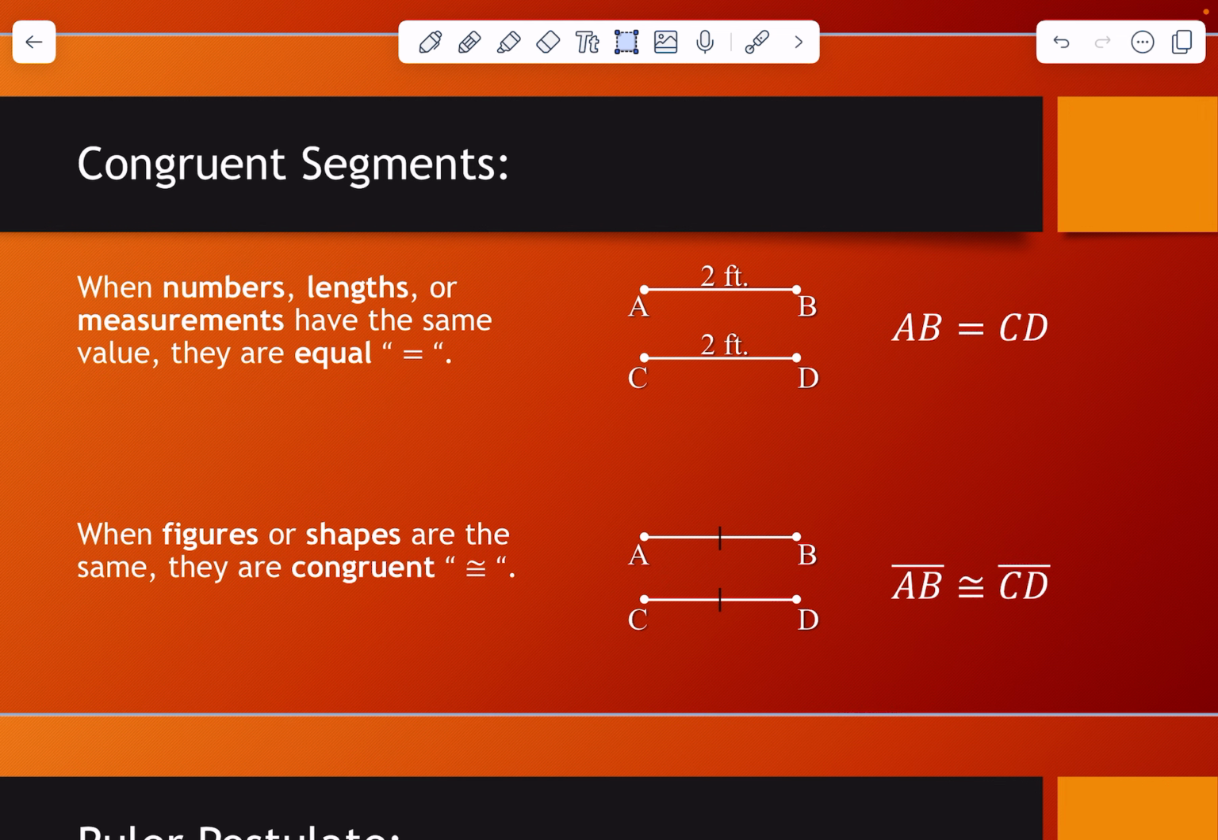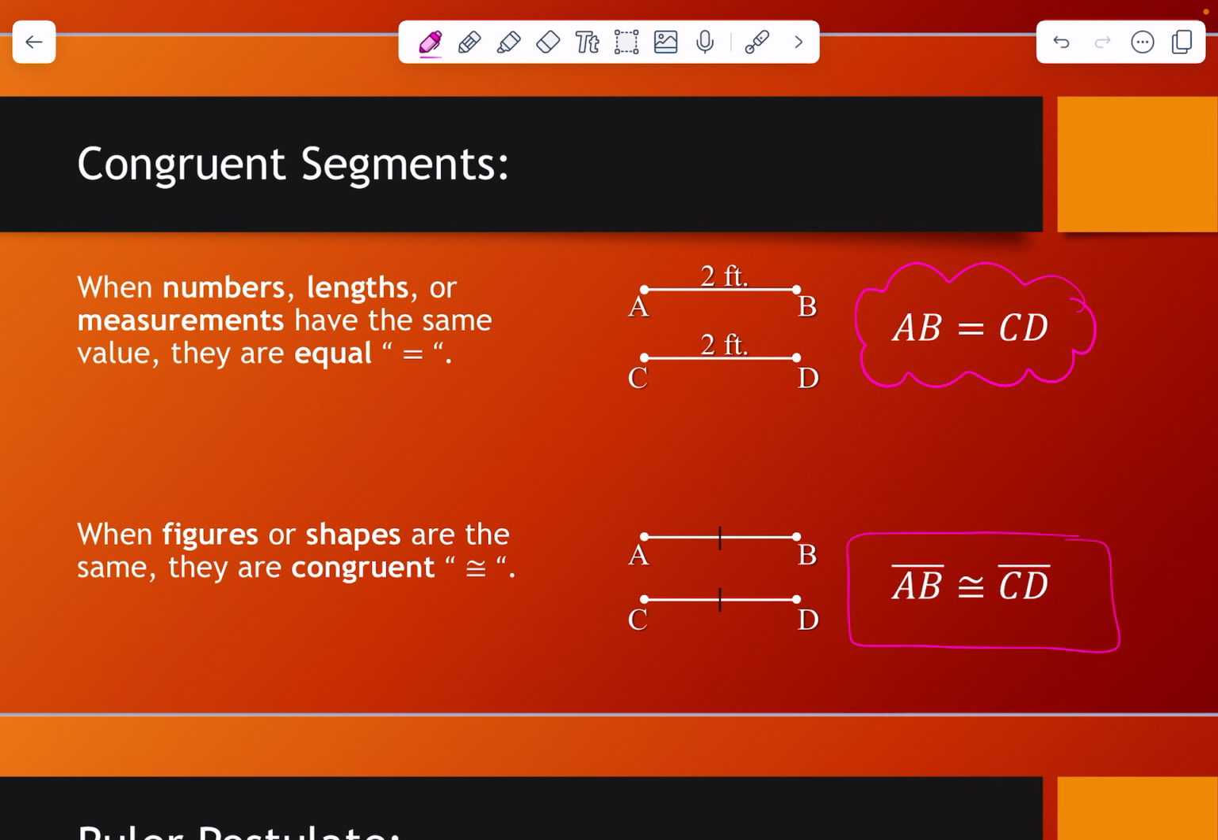equal segments. So whenever we're dealing with numbers, lengths, measurements, we are going to write that like this: AB equals CD. Now, what that says is that those two measurements have the same value. But when we are talking about those two segments as figures or shapes, we are going to refer to them as being congruent. Congruent is more than just equal.